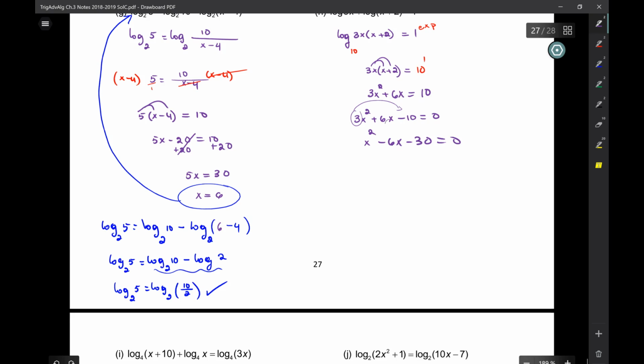Okay, so I need two numbers that multiply to 30 and add to 6. 2 and 15 doesn't work. 1 and 30 doesn't work. 3 and 10? No. 5 and 6? No. Okay, so sorry guys, this can't factor.